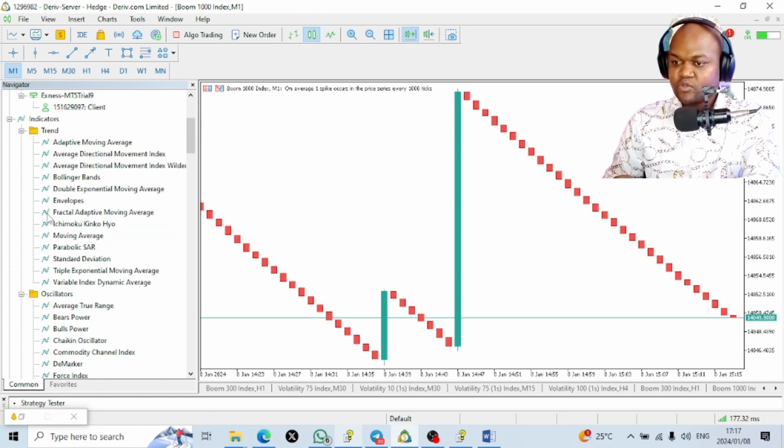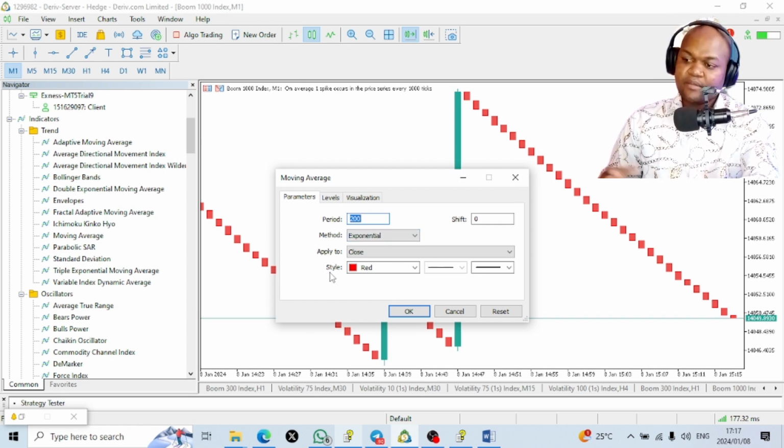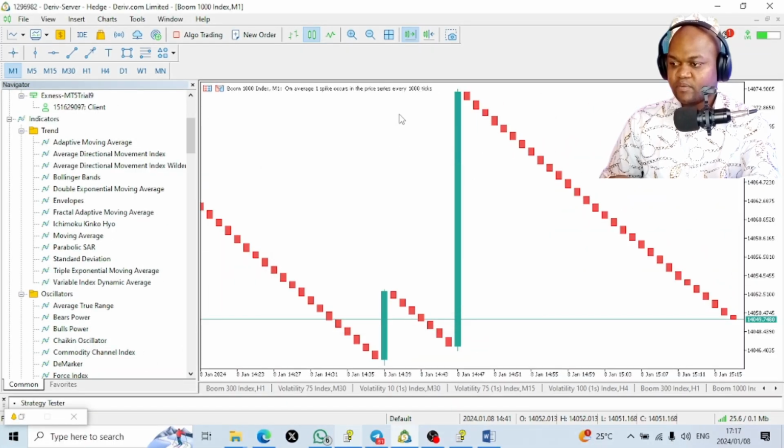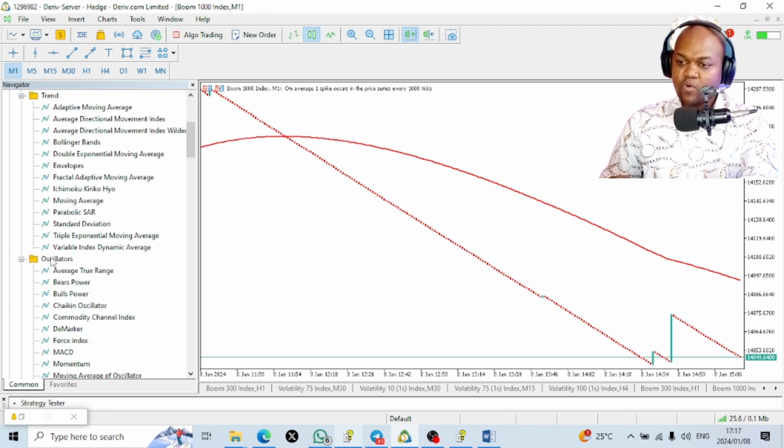On the main chart, we're going to start with the moving average. In the moving average, we have a period of 200, shift 0, method exponential, apply to close, then the style is going to be red, and we have 2 pixels. Then we click done. If you check on the chart, we now have this red line. That's our moving average.